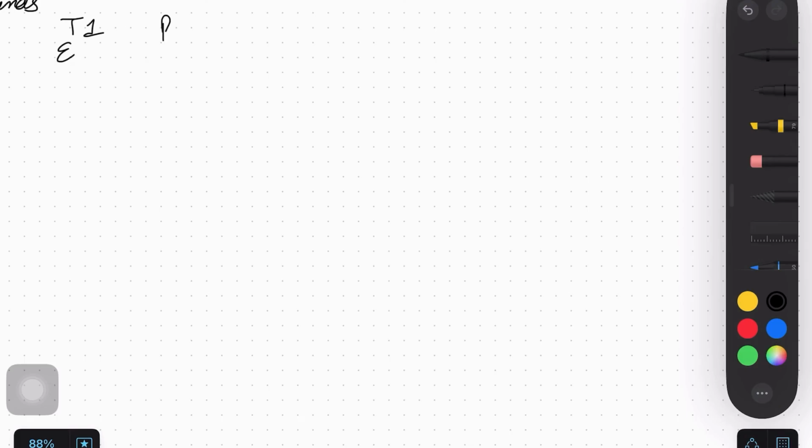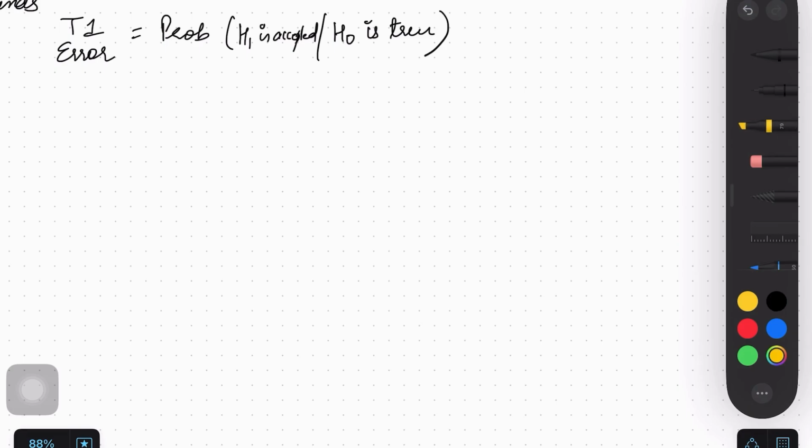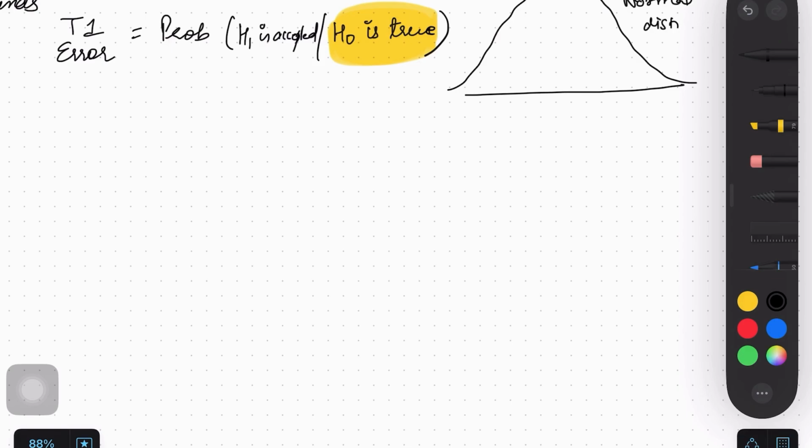If you look at the type 1 error definition, it says it's a probability. It's a probability, under the condition that the null hypothesis is true, that your alternative hypothesis will be accepted. Now if you see, it's clearly saying it's a conditional probability and the condition is the null hypothesis.